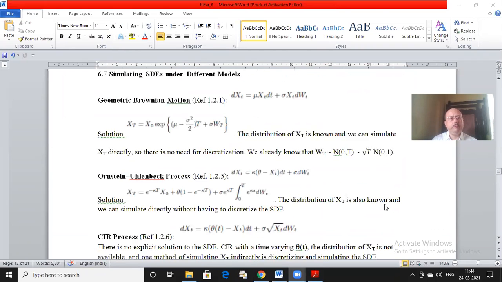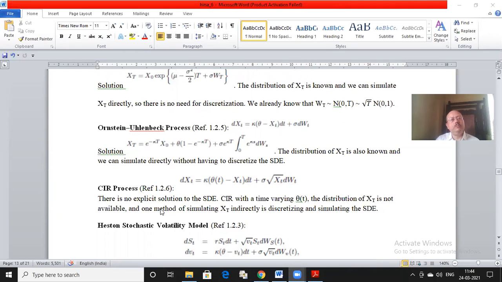The next model that we want to talk about is the Ornstein-Uhlenbeck mean reversion process. This is section 1.2.5, which is given by dX_t equals kappa times theta minus X_t dt plus sigma dW. Again, an analytical solution is available. We know the explicit integral. So the only thing that we need to evaluate is this stochastic integral in the end, which we can do directly. So there is again no need for discretization.